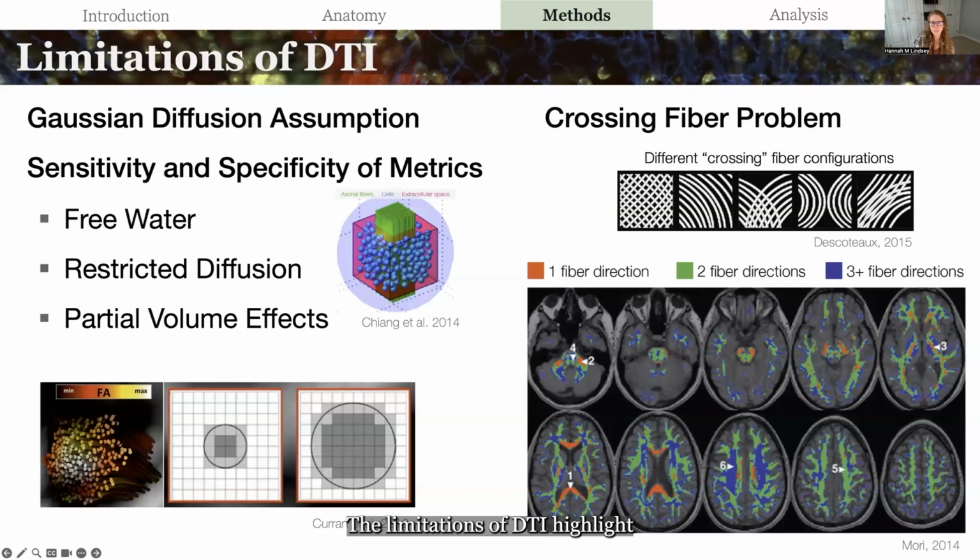The limitations of DTI highlight the need for advanced diffusion imaging techniques. We need techniques that can better account for non-Gaussian diffusion, remove the effect of different tissue compartments, and adequately resolve complex fiber configurations so that we can improve the accuracy and interpretability of results. There have been several advanced techniques that have been developed to address these issues and others. And I will be going over those in the next and last part of this lecture series on diffusion MRI.